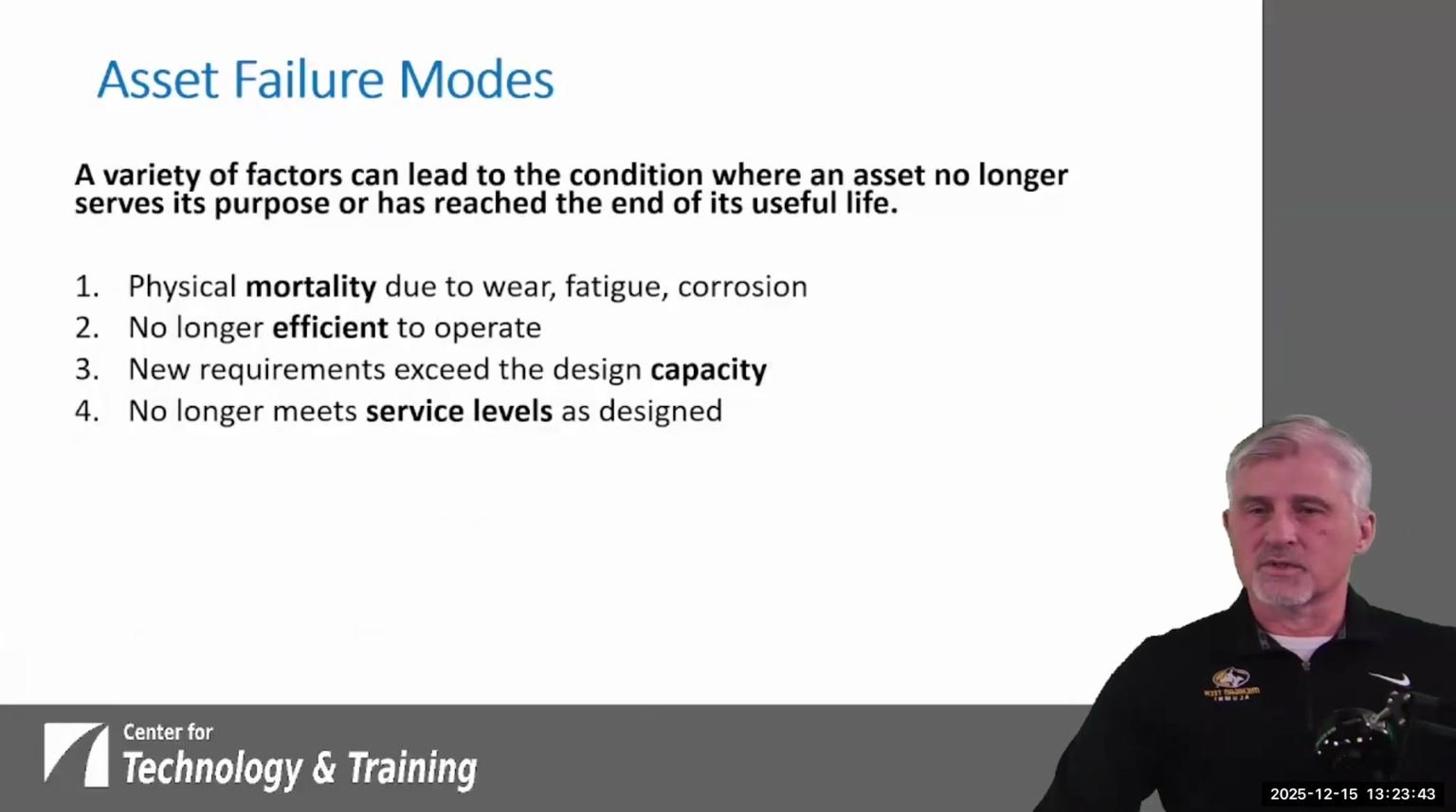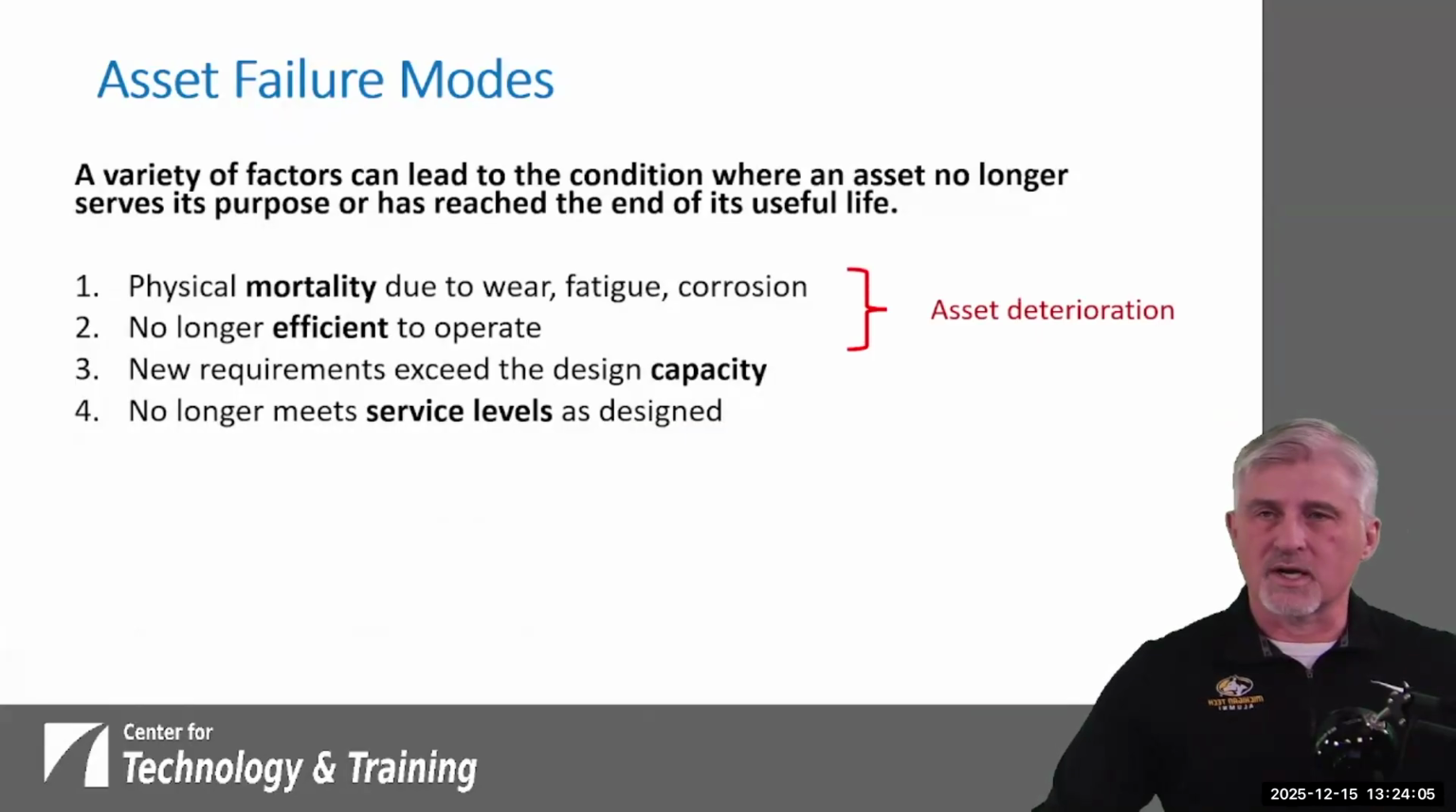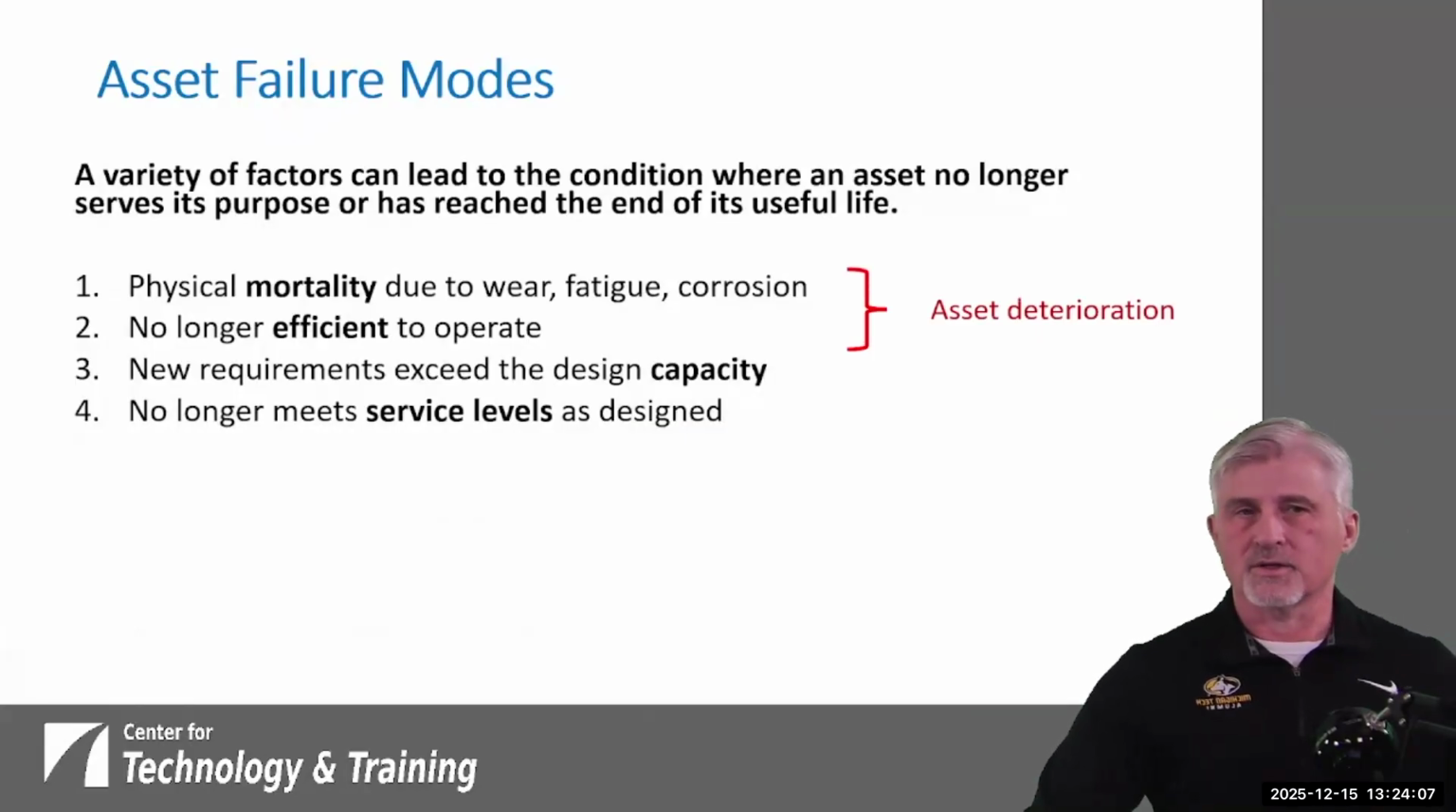So, asset failure modes. There are a lot of different things that can lead to the condition where an asset is no longer able to serve its purpose, or has reached the end of its useful life. The physical mortality due to weight or wear, fatigue, corrosion, or the asset no longer being efficient to operate. Those can both be chalked up to asset deterioration.